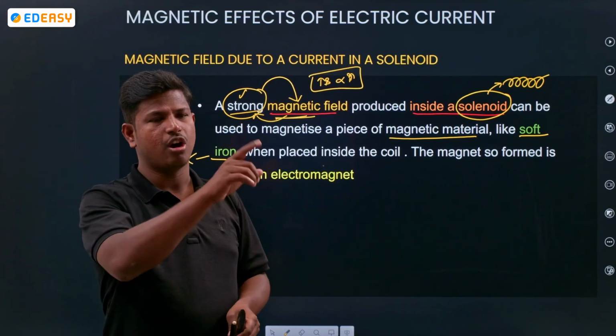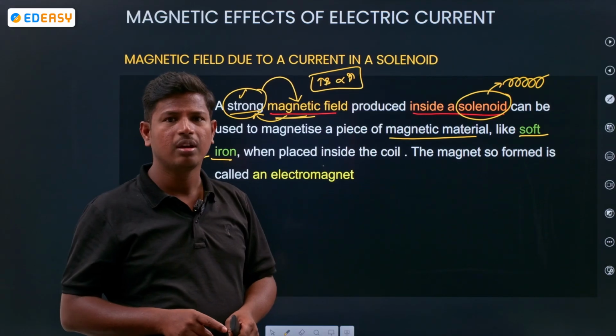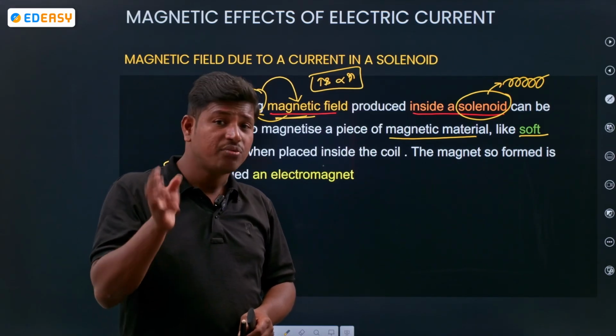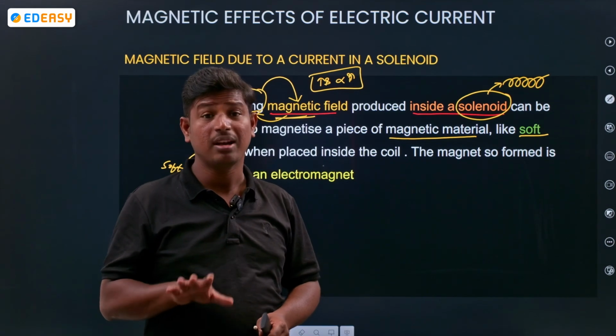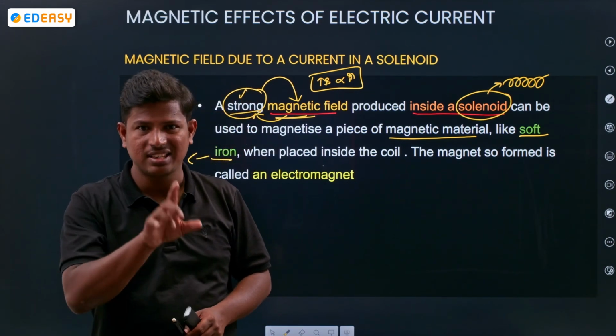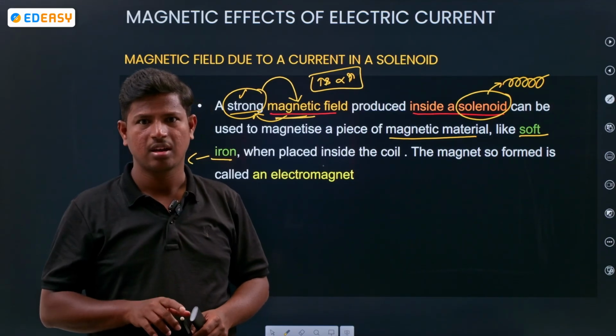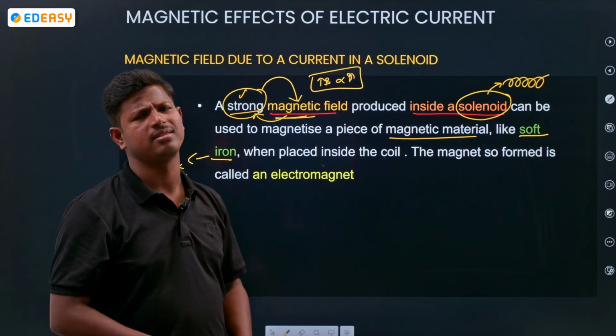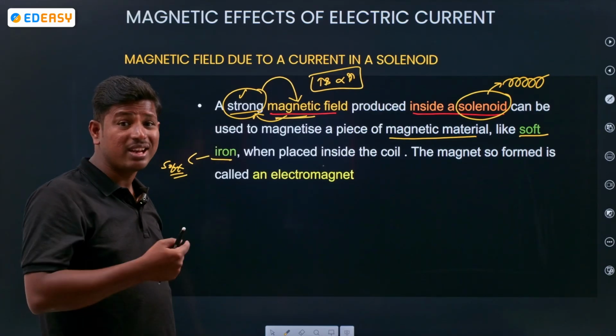If you switch off a fan, after a few seconds only it stops, right? But soft iron is not like that. If the electricity is on, the magnetic field is on in a solenoid. If electricity is off, the magnetic field also stops. That's why we take soft iron.